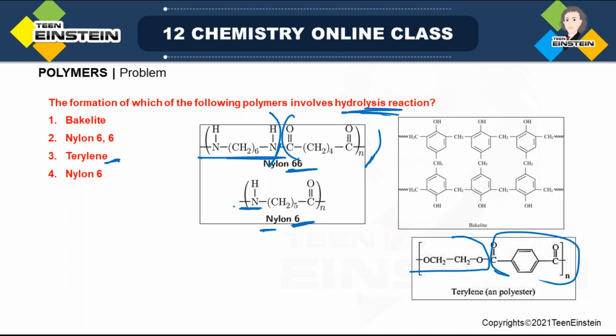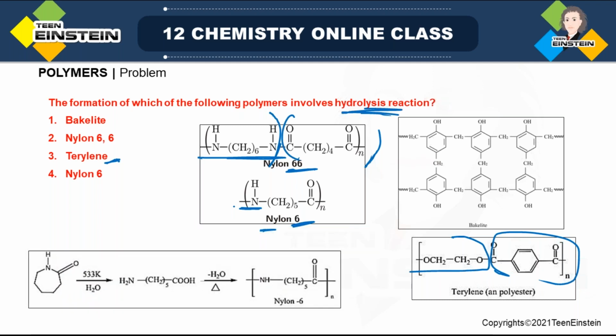But remember, before the condensation step, there is another step, because we start from this type of cyclic amide, and when we do hydrolysis, then only you get the actual monomer, then it is removal of water, and that is condensation polymerization, which is basically in step 2. But if you see step 1, it is obviously hydrolysis. So which of the polymers involve hydrolysis? It is option 4, nylon 6.